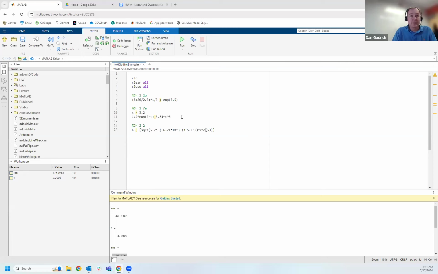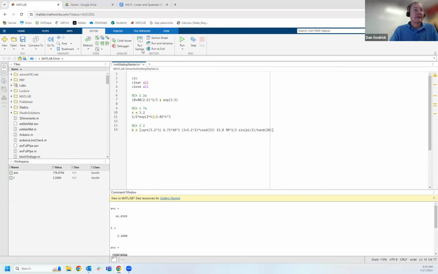But wait a minute, got to be careful. We learned that cosine defaults to radians, so we have to do cosine d because it says 53 degrees. Then we do 15.8, 90 to the 1/3, and sine of pi divided by 3, divided by, and now it's the tan of 20 degrees, so tan d of 20.